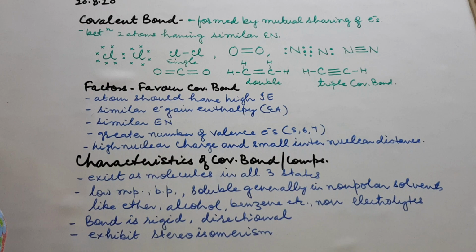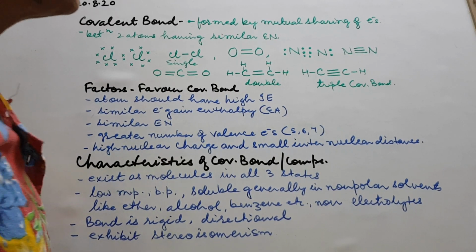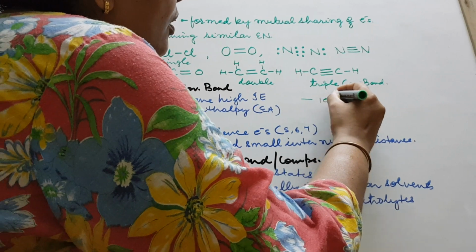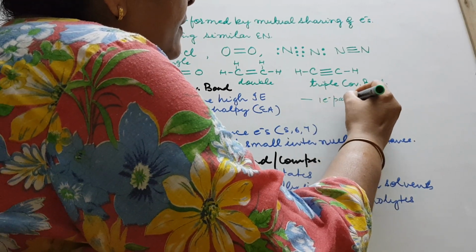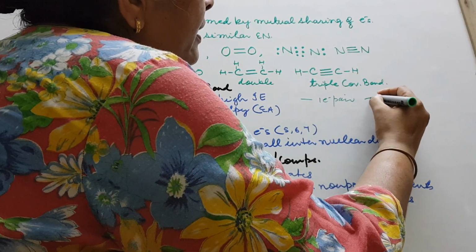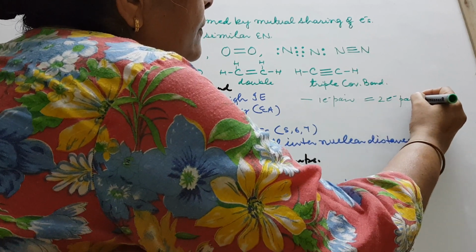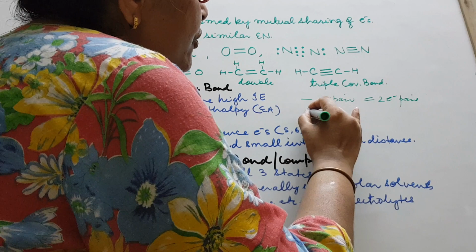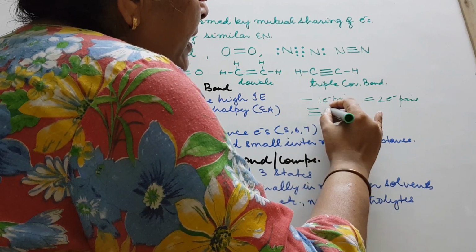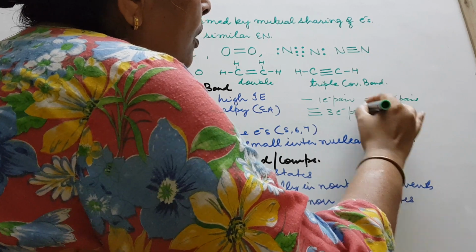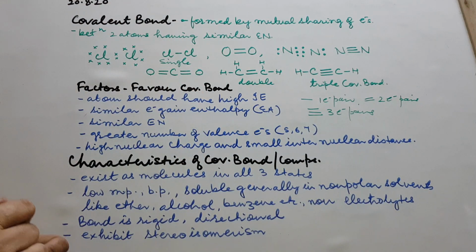Now children, point to be noted that whenever we have a single covalent bond, there is sharing of 1 electron pair, remember. When we have a double covalent bond, there is sharing of 2 electron pairs. When we have a triple covalent bond, there is sharing of 3 electron pairs or say 6 electrons.